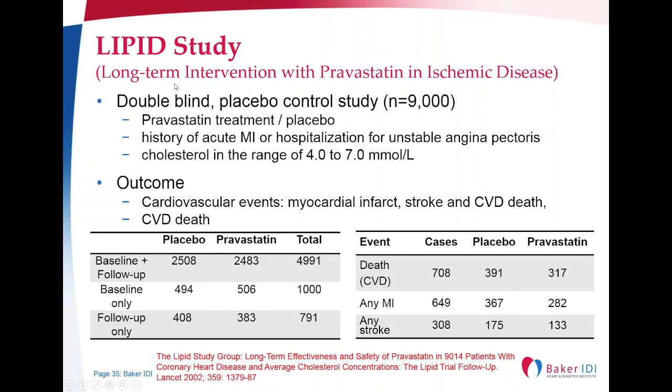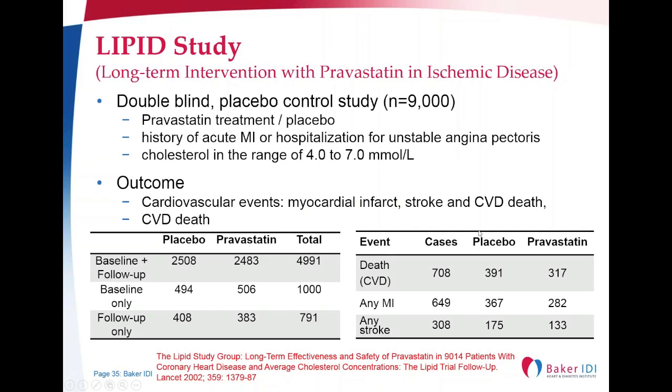The study that we had available to us, or the cohort that we had, was from the LIPID study. So this was a long-term intervention with pravastatin. So it was one of the early statin clinical trials conducted in the 1990s, but we still had samples available from this study. It was a double-blind placebo-controlled study, about 9,000 participants. Everyone had a history of either acute myocardial infarct or unstable angina, so heart disease. They had cholesterol in this relatively high range, 4 to 7, and they were randomized into either receiving a pravastatin treatment or a placebo.